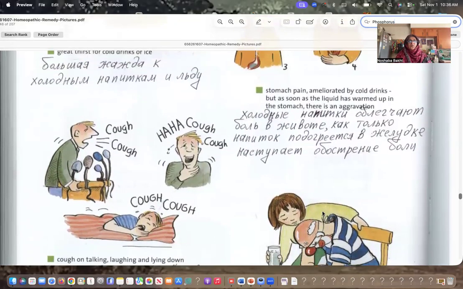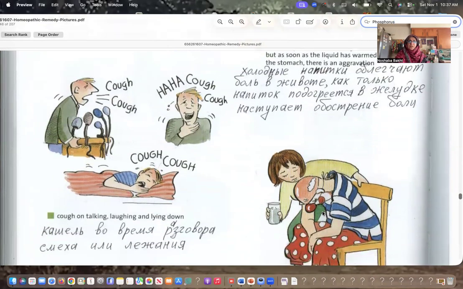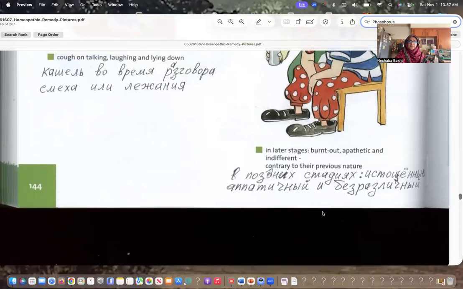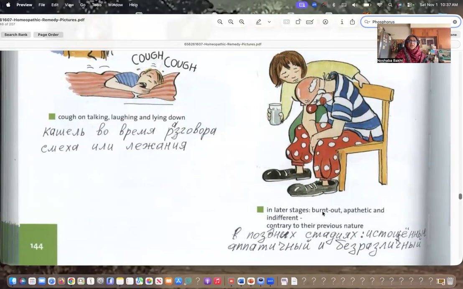Then the cough. What is the cough? The cough is whenever they talk or they laugh. Do you know these people talk too much? They're people pleasers. So now this cough is the one which is going to stop them from talking, right? They cough when they start talking. And since they have been sympathetic, taking care of people and everything, they get burned out.